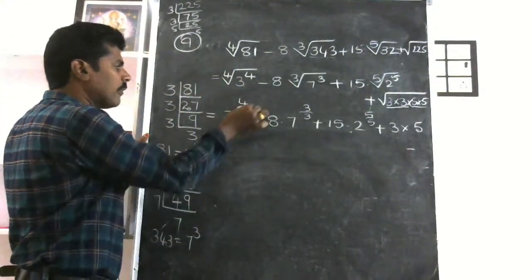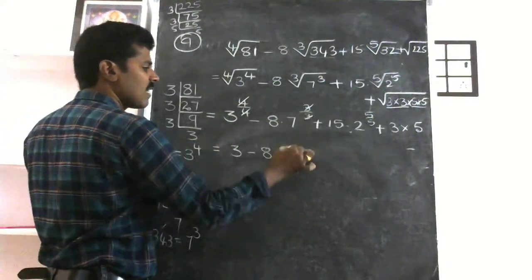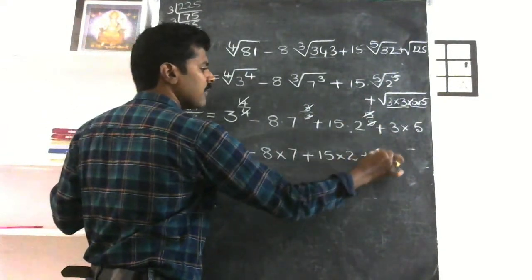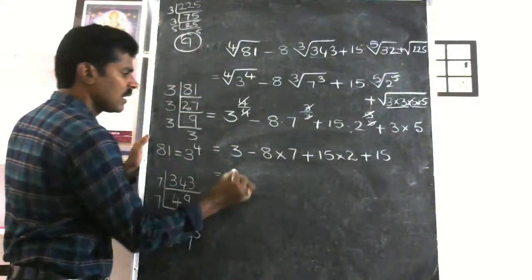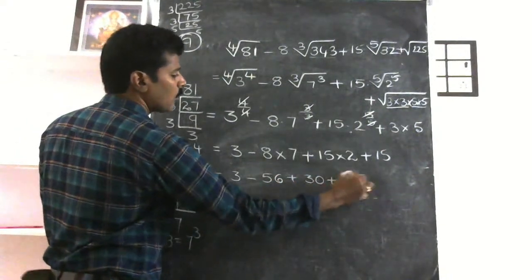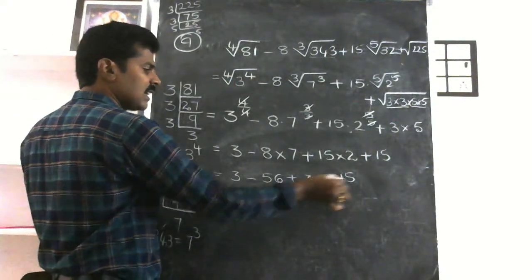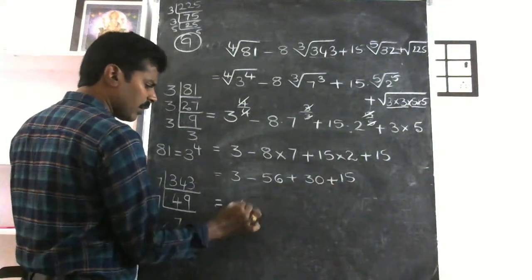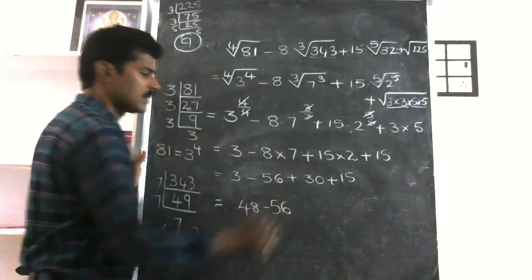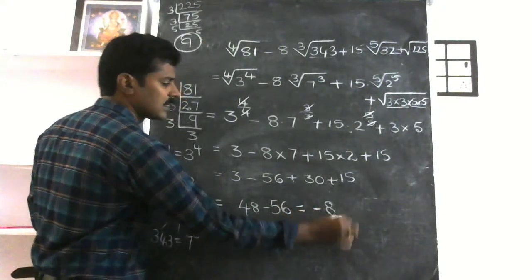So if you observe here, 4 will be cancelled, I get 3, minus 8 into, 3 will be cancelled, I get 7, plus 15 into 5 by 5, I get 2, plus 3 5s are 15. So here: 3 minus 56 plus 30 plus 15. While doing this, I will add all the positive numbers at once. That means 3 plus 30 is 33, 33 plus 15, you will get 48. Then minus 56. So finally your answer will be minus 8.